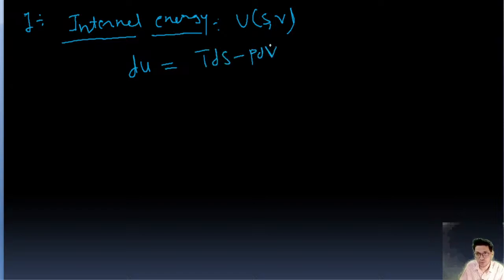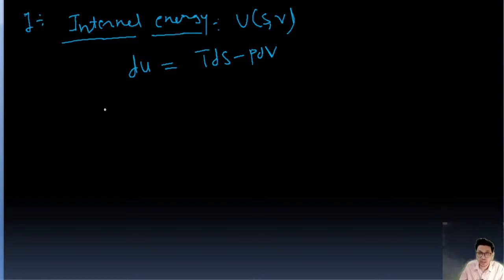So here, internal energy. Internal energy U is a function of S and V. We know the formula from the first law of thermodynamics: TdS equals dU plus PdV, right? So dU is going to be TdS minus PdV.